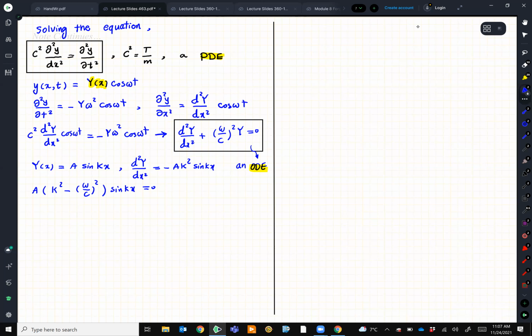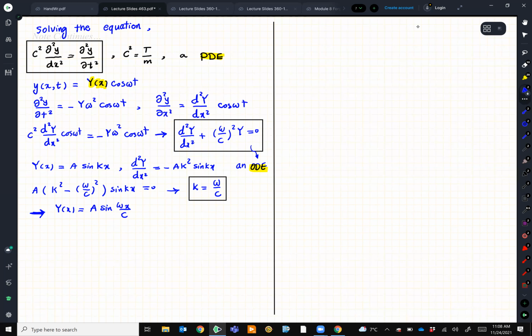So A cannot be 0, and sine kx is a sinusoidal. We have to set the one in the bracket equal to 0. Therefore, k is equal to omega over c. So what we found is that Y(x) is equal to A sine, replacing k, omega x over c.